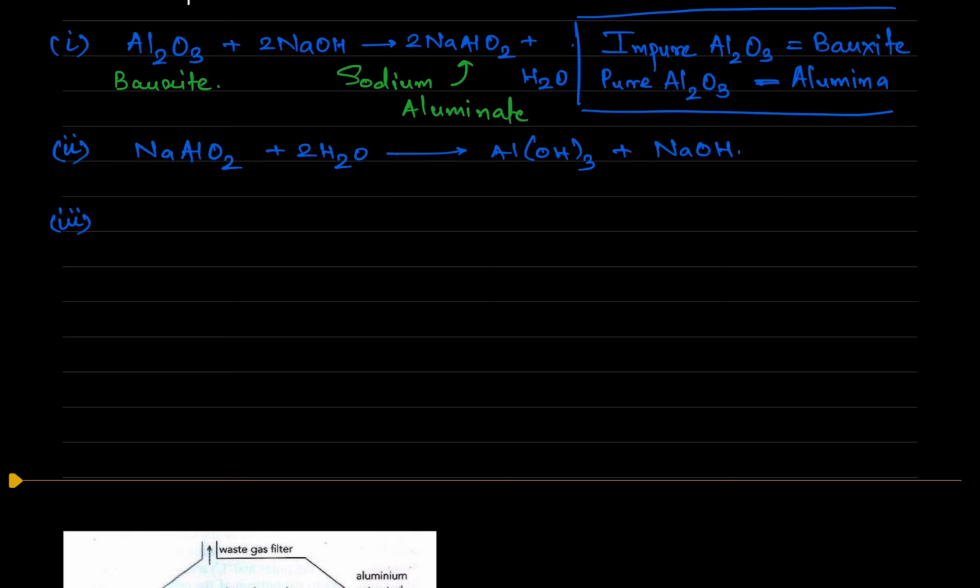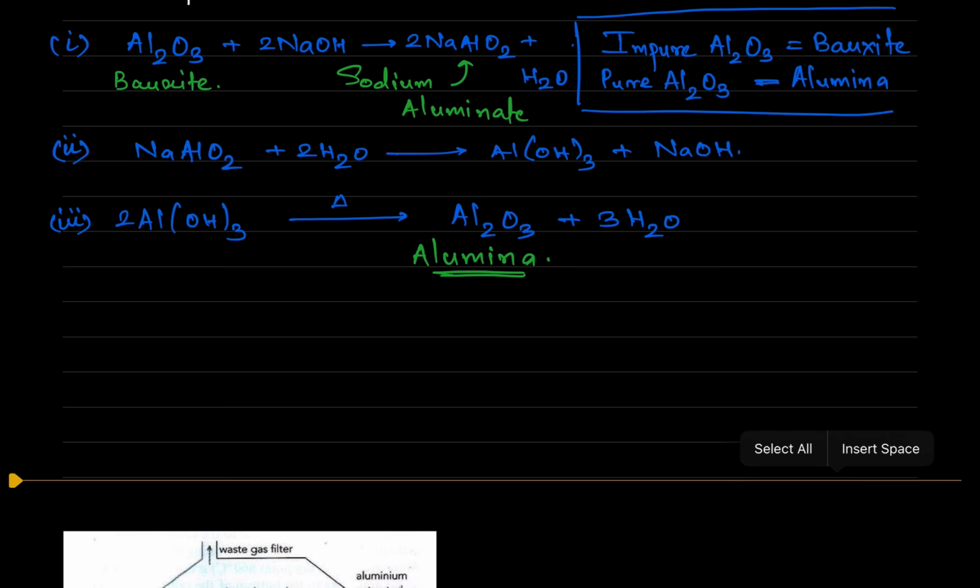Now when this aluminium hydroxide, Al(OH)3, is heated, you would get Al₂O₃ plus 3H2O. And this Al₂O₃, because it is now pure, is referred to as pure alumina, and from this pure alumina we would extract aluminium. Okay, now let's move on with the next part of the story.